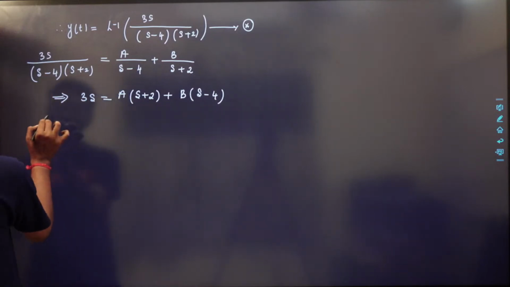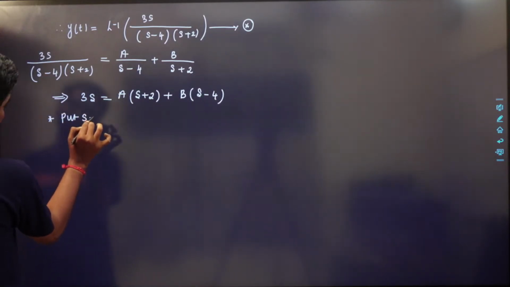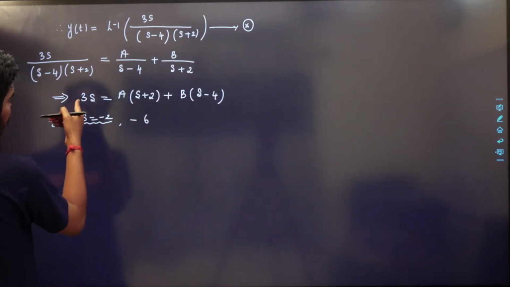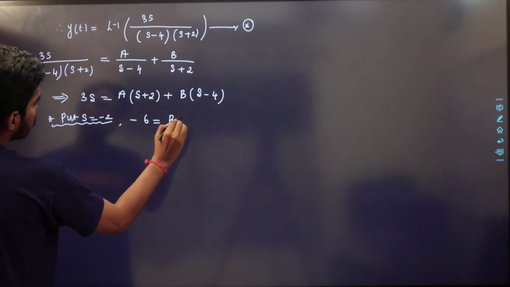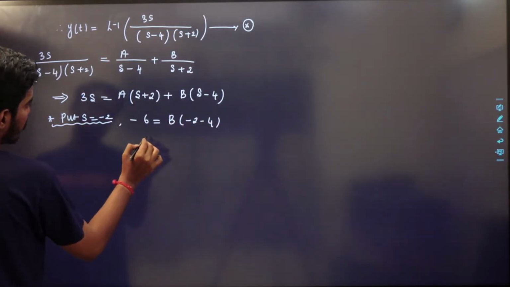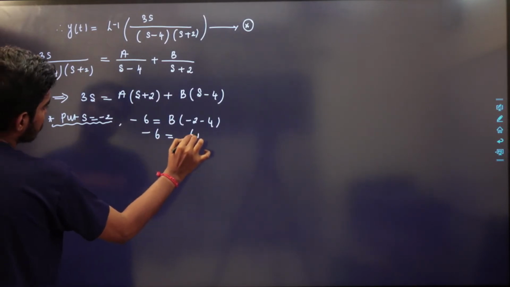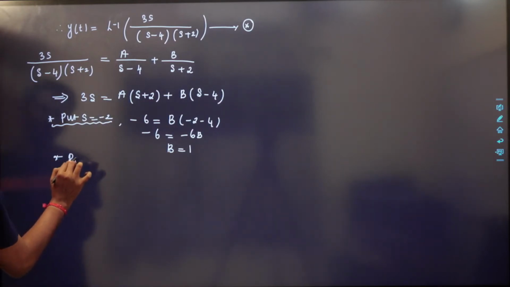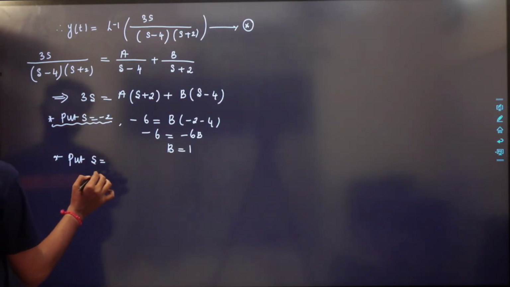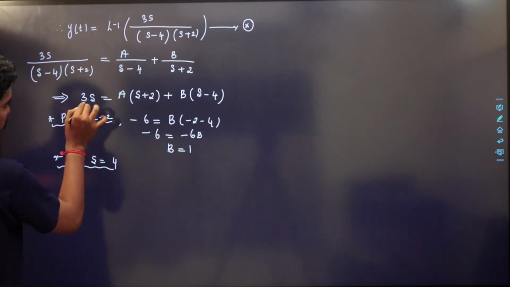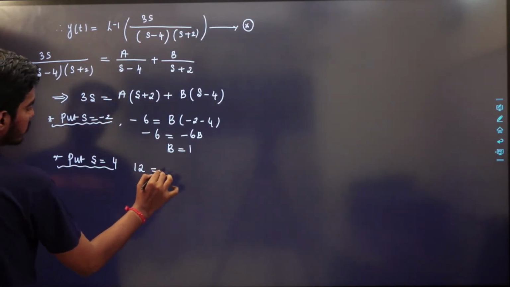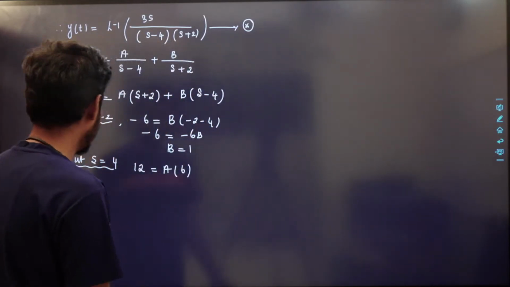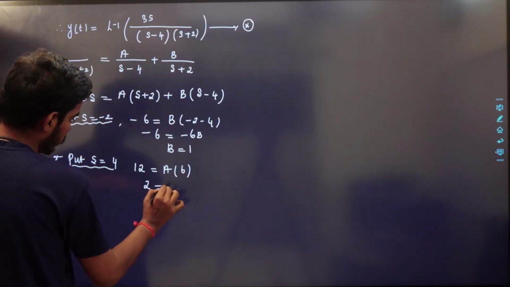Now put s is equal to minus 2. Then the left side is minus 6, the A term will be 0, and B will be minus 2 minus 4. So we have minus 6 is equal to minus 6B, which means the value of B is 1. Now put s is equal to 4. 3 into 4 is 12, so 12 is equal to A times 6, since 4 plus 2 is 6, and the B term is 0 since 4 minus 4 is 0. So we have A is equal to 2.